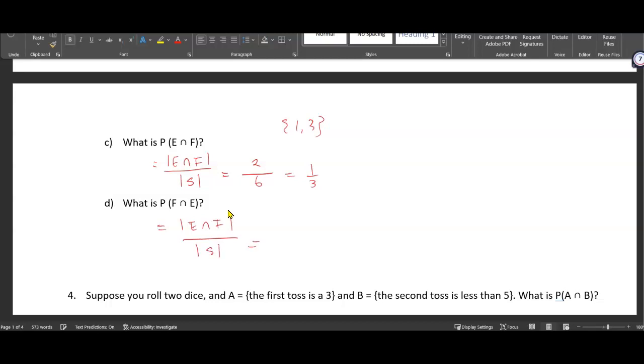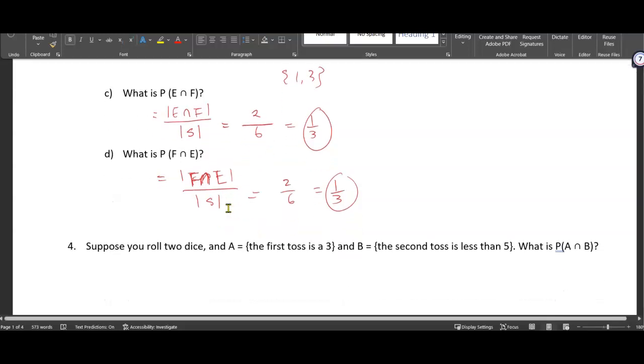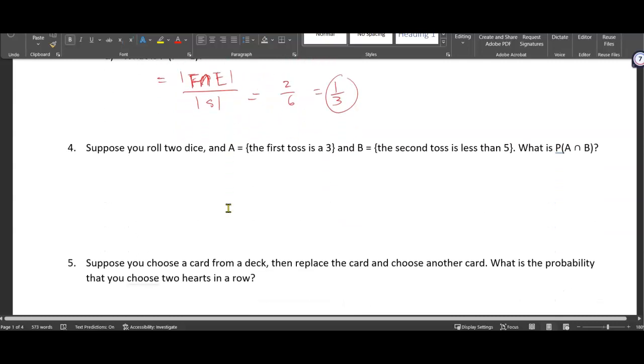So F in the front or E in the front, it does not matter. For the intersection, it does not matter, but for the given, which one is in the front matters. And so again, this is what C and D is trying to tell us. E and F and F and E is the same, but E given F and F given E is different. Okay, so that's what these 4 questions are trying to tell us. Hopefully that makes sense.